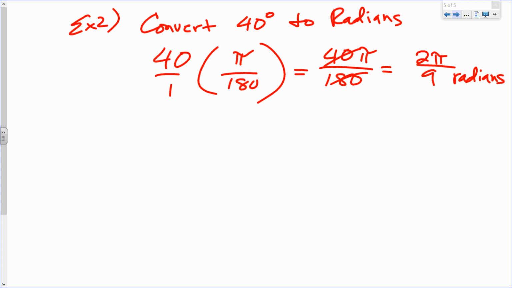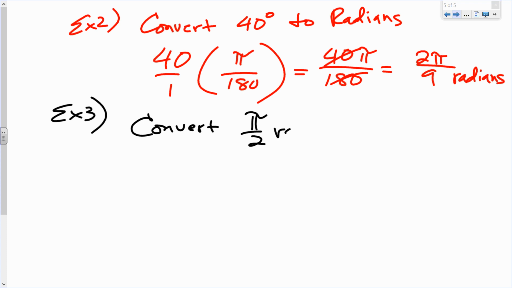Example 3. Convert, now we're going to go from radians to degrees. Convert pi over 2 radians to degrees. How many degrees would be pi over 2 radians? An angle that's pi over 2 radians. How many degrees would it be? 90. So he's just looking at the table, huh? I like that. Well, let's figure out how the tables came to be.